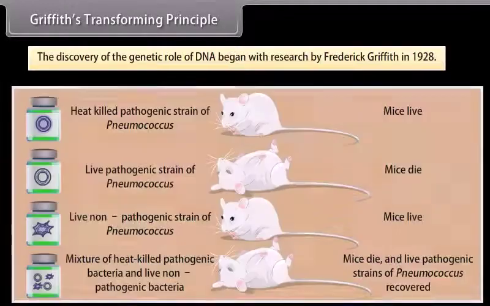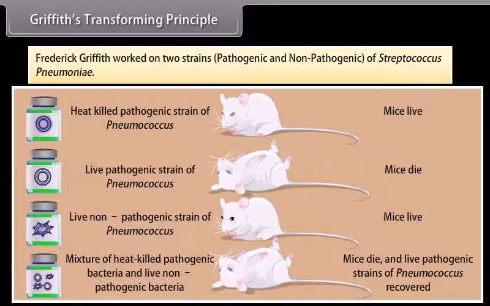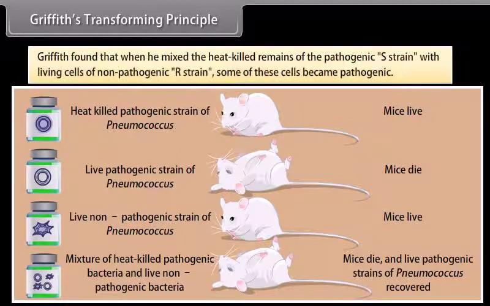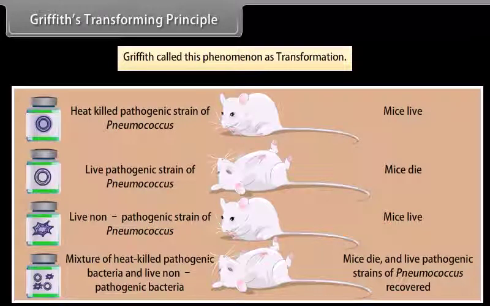Griffith's transforming principle. The discovery of the genetic role of DNA began with research by Frederick Griffith in 1928. Frederick Griffith worked on two strains, pathogenic and non-pathogenic, of Streptococcus pneumoniae. Griffith found that when he mixed the heat-killed remains of the pathogenic S strain with living cells of non-pathogenic R strain, some of these cells became pathogenic. Griffith called this phenomenon transformation.